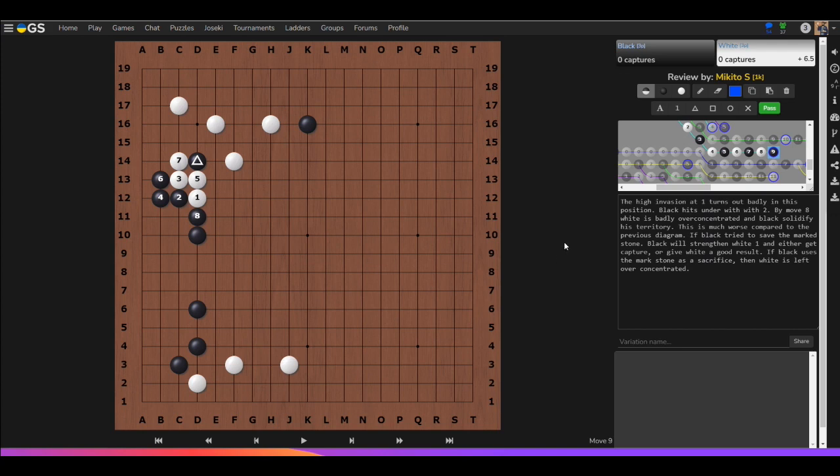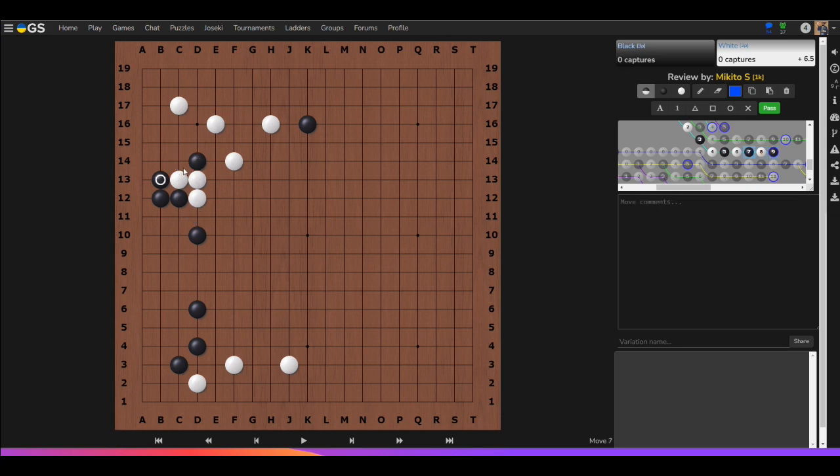The high invasion at 1 turns out badly in this position. Black hits under with 2, which was the attachment under. And by move 8, white is badly over concentrated, and black solidified his territory. This is much worse compared to the previous diagram for white, right? If black tried to save the marked stone, black would strengthen with white 1 and either get captured or give white a good result.